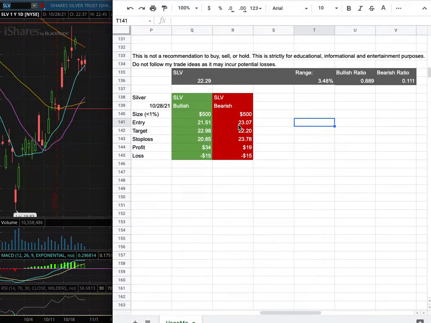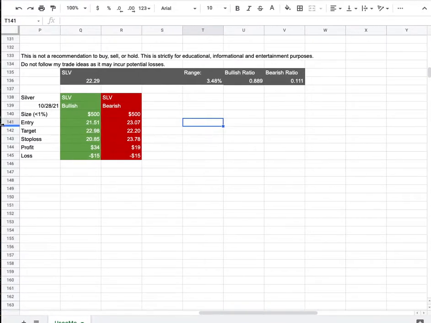However, if I were to open a short position, my entry is at $23.07, and that is this range there. My sell target is at $22.20, and my stop loss is at $23.78. So whichever entry price were to hit first, that would be my position of the week.